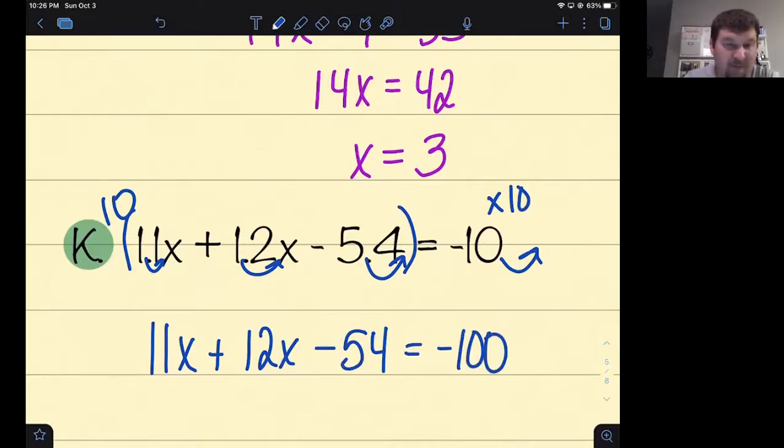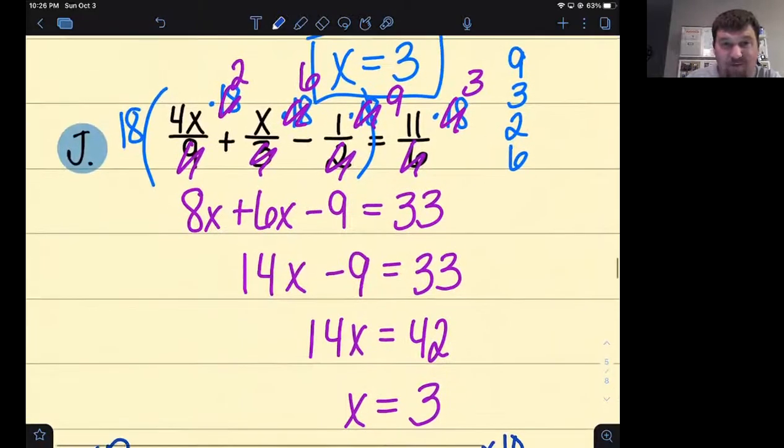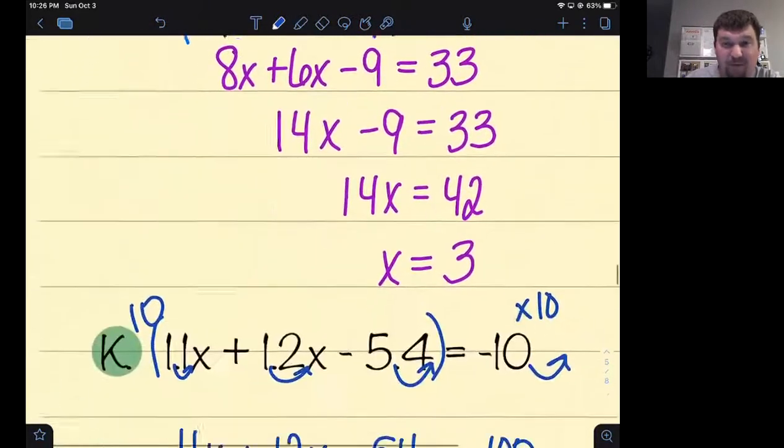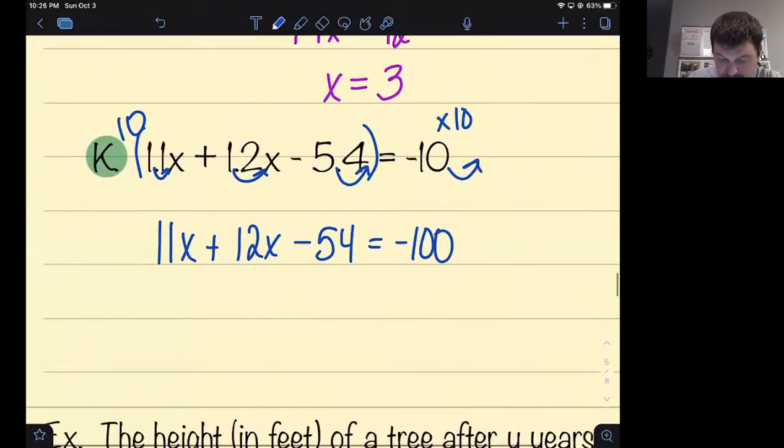If you want to, I mean, you could still do it with decimals using your calculator. Heck, you could still use fractions if you wanted to. You don't have to clear them, but I would suggest to do so. Combining your like terms, the 11x and 12x are going to give you 23x.